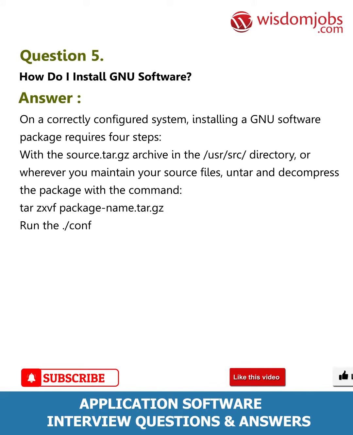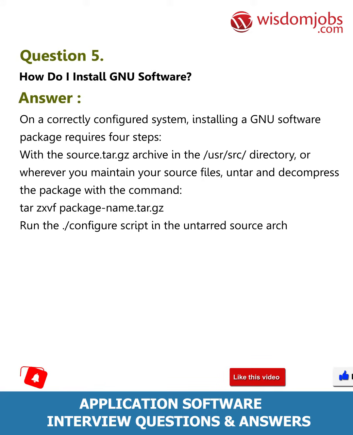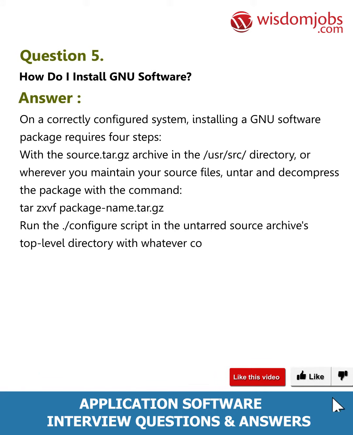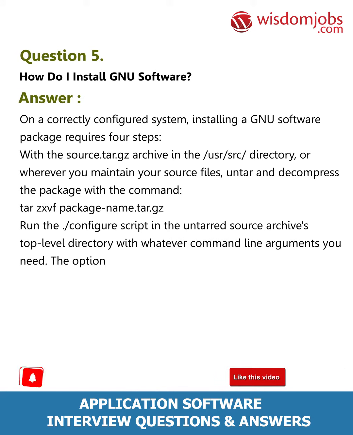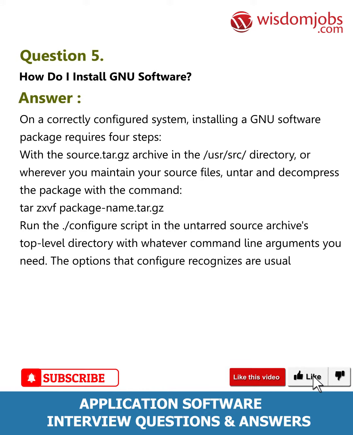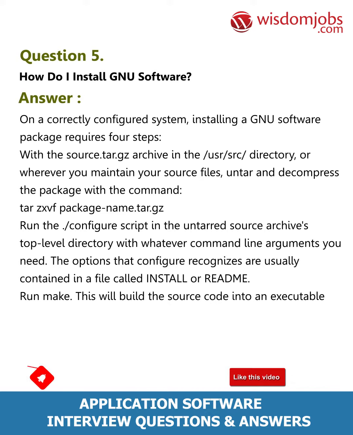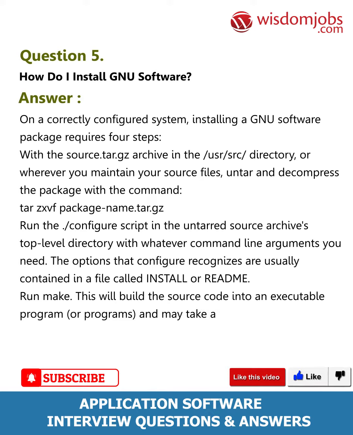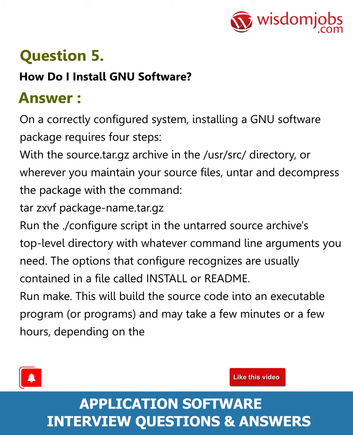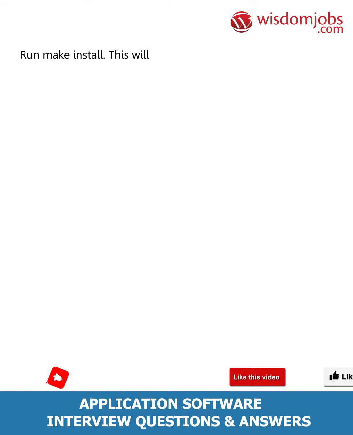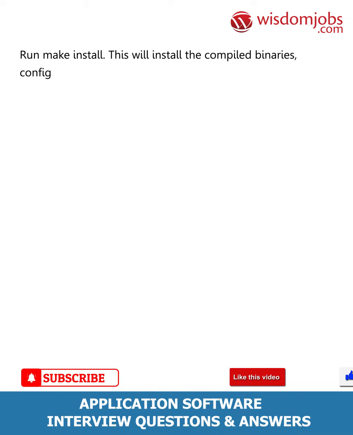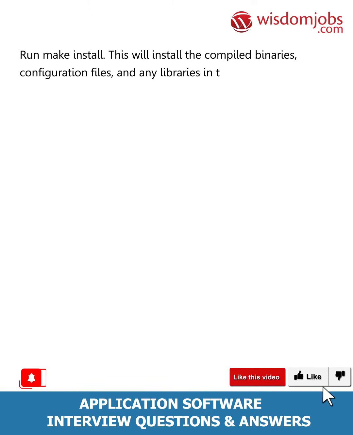Run the ./configure script in the untarred source archive's top-level directory with whatever command line arguments you need. The options that configure recognizes are usually contained in a file called INSTALL or README. Run make. This will build the source code into an executable program or programs, and may take a few minutes or a few hours, depending on the speed of the computer and the size of the package. Run make install. This will install the compiled binaries, configuration files, and any libraries in the appropriate directories.